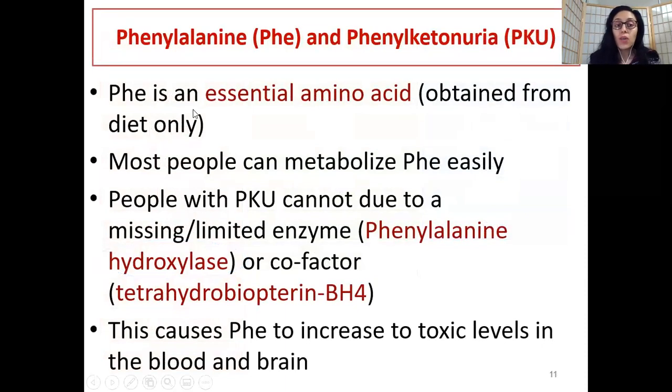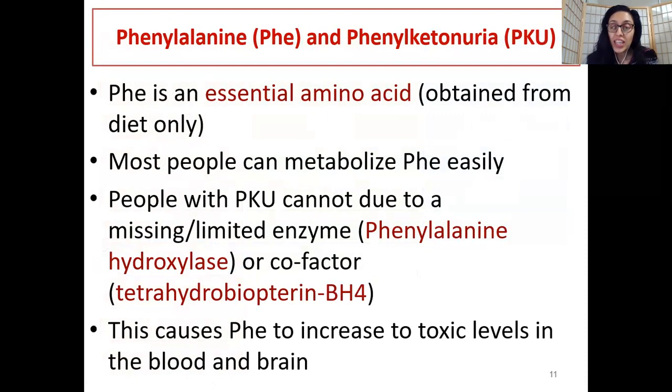As I said, phenylalanine is an essential amino acid, meaning you need it in your diet. Most people like you and me can metabolize phenylalanine easily. We need an enzyme and a cofactor to metabolize it. The enzyme is called phenylalanine hydroxylase and the coenzyme is called tetrahydrobiopterin, BH4. Yes, you need to know the term, before you ask me.